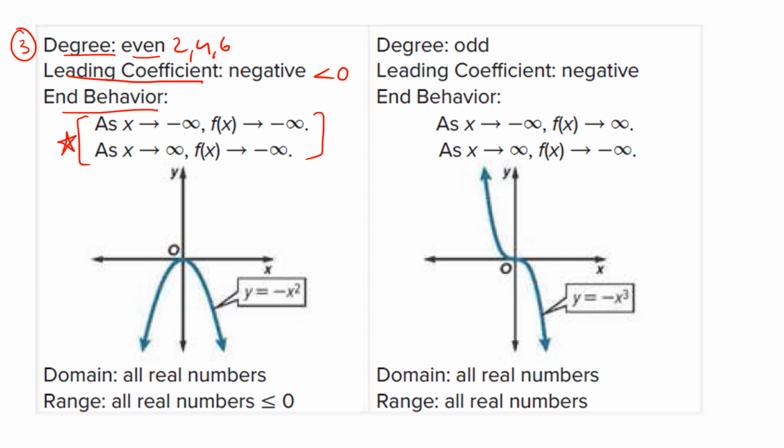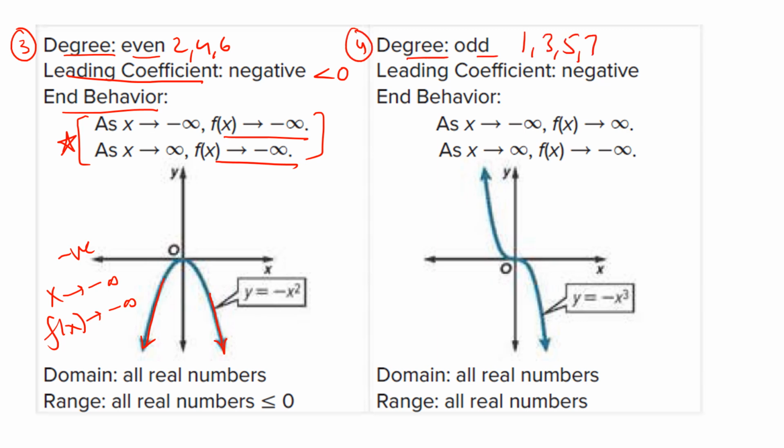So let me explain. On the left side of the x-axis, where x is negative, the graph is going down. So if it is going down, f(x) will be negative infinity. Similarly, on the other side also it is going down. So in both the cases, f(x) is going to negative infinity, whether it is left or right. So this is going to be the end behavior. Last, if the degree is odd, like 1, 3, 5, 7, however the leading coefficient is negative, like minus 5, minus 2, whatever, this is the end behavior, and again you have to learn it.